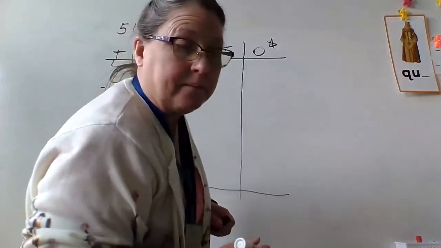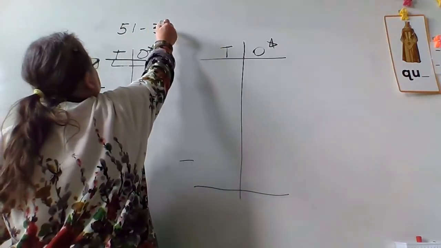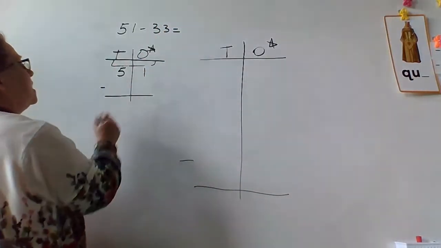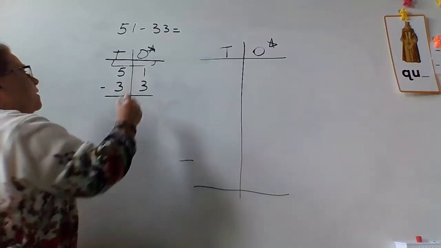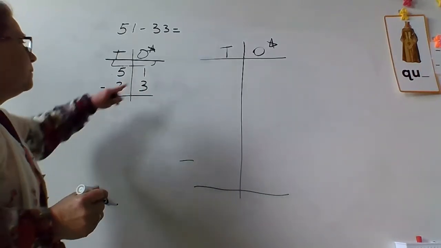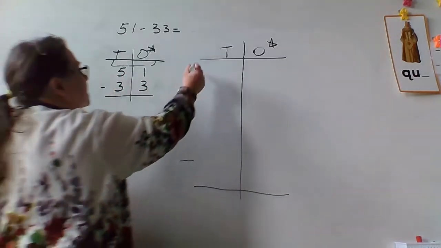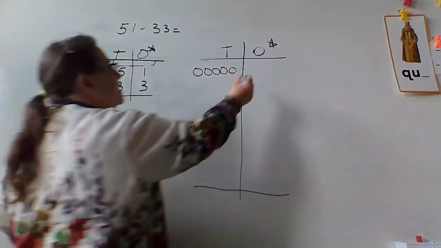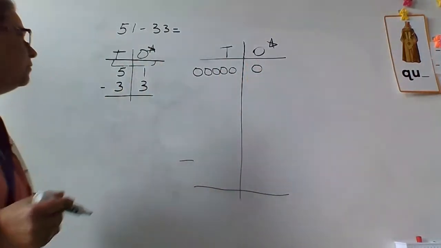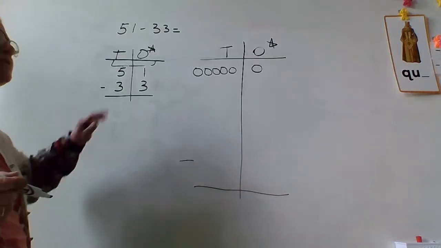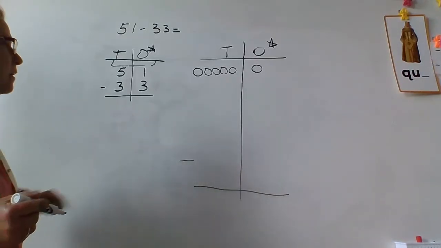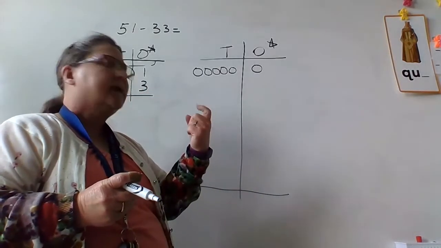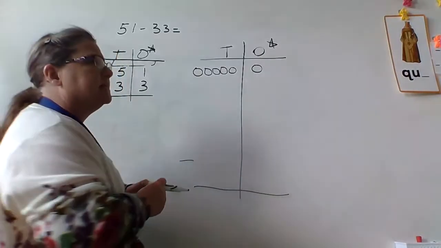51 minus 33. Well, I'm going to put 5 tens, 1 one, 3 tens, 3 ones. I'm ready to draw my circles. I have 5 tens. 1, 2, 3, 4, 5. And I have 1 one. So I drew that. I'm subtracting, so I'm not drawing 33 more. I'm looking. I have to have 3. Oh, I only have 1. I can't take 3 from this 1, so I need to get some help.